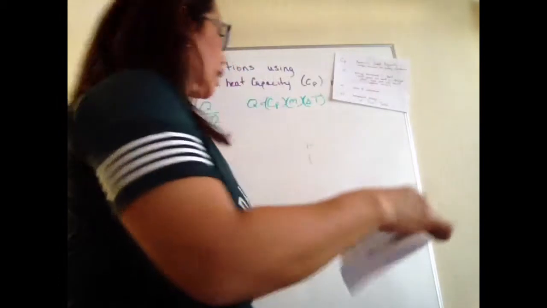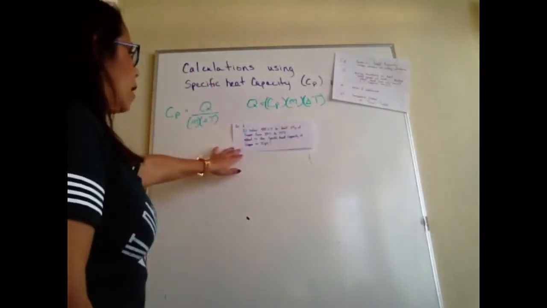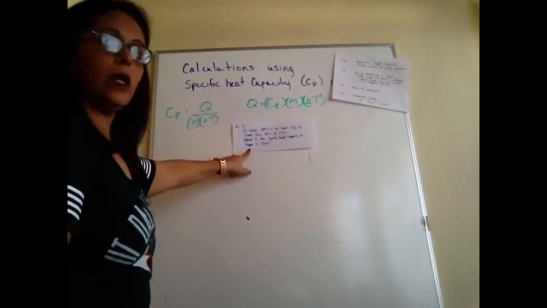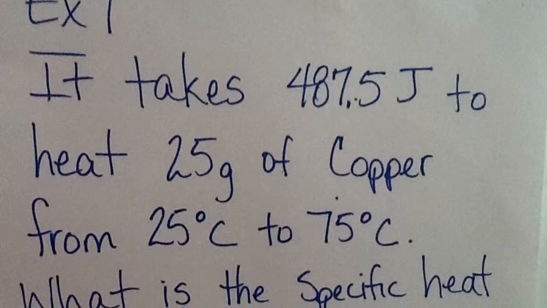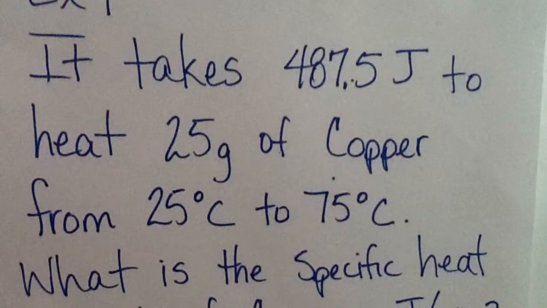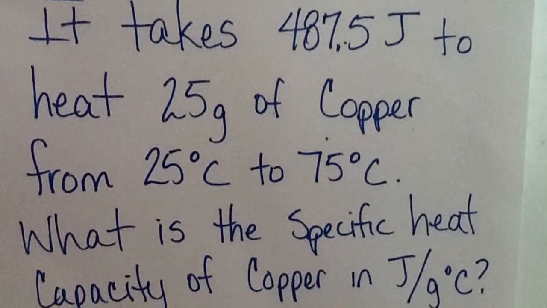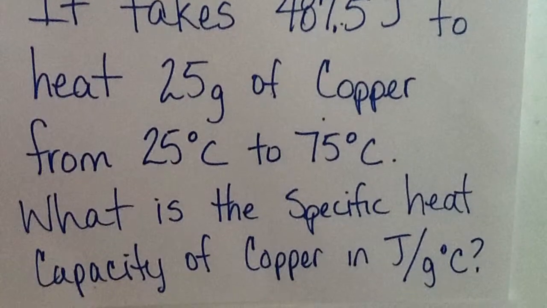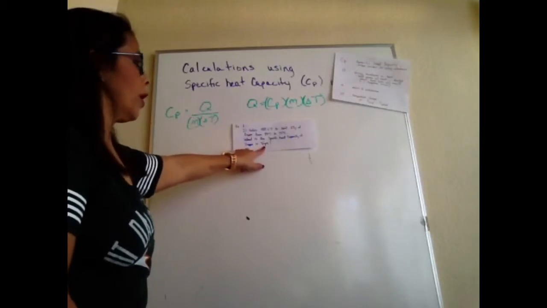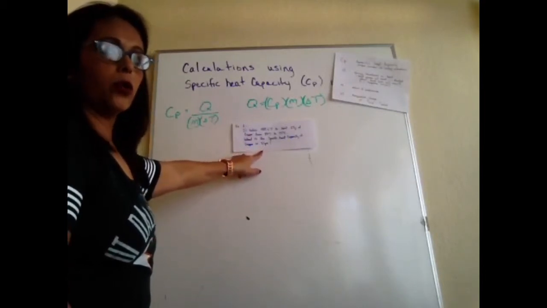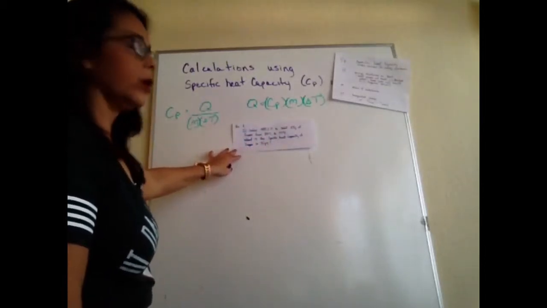The first example we're going to look at is to calculate the specific heat capacity of copper. It takes 487.5 joules to heat 25 grams of copper from 25 degrees Celsius to 75 degrees Celsius. The question is, what is the specific heat capacity of copper? And we want to calculate this in terms of joules per gram degrees Celsius. Let's look at the numbers we have given to us, and we can go from there and calculate.